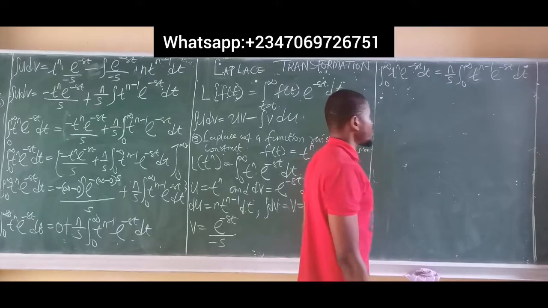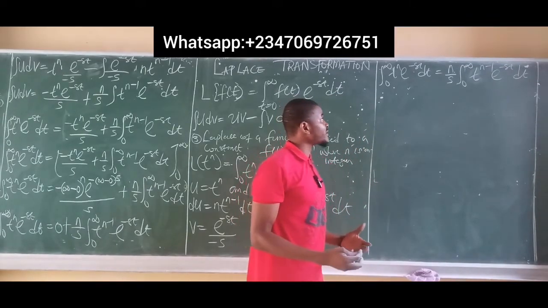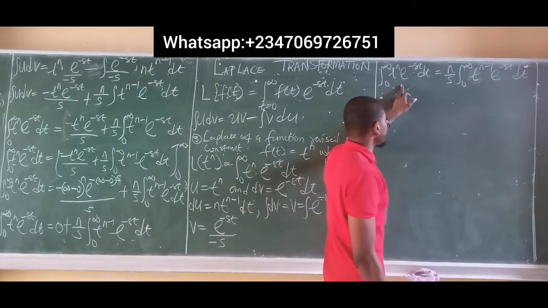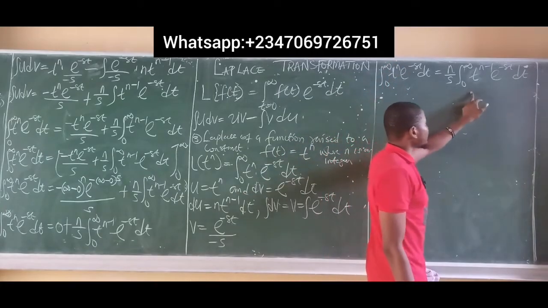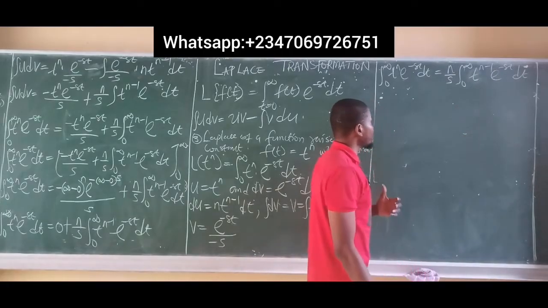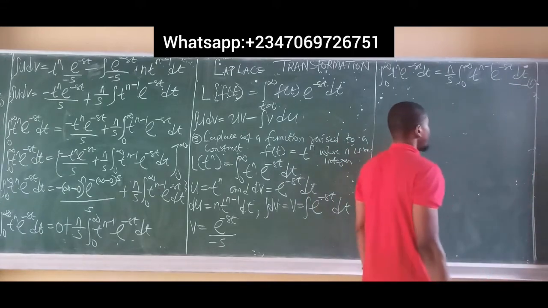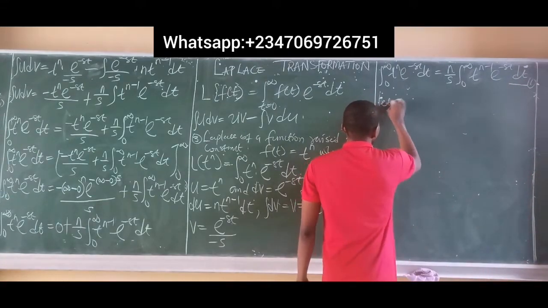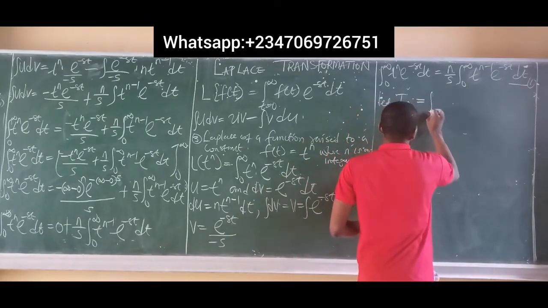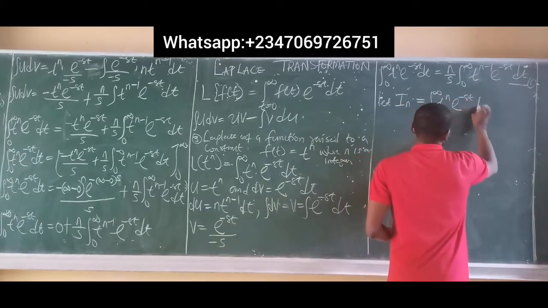Now, comparing these two equations, they look quite alike. The only difference is that n has now been replaced by n minus 1. Because if you look on the left side, you're seeing t to the power of n, whereas on the right side, you're seeing t to the power of n minus 1. So both of them look quite alike. Let's call this equation 1. And then we say, let I sub n be equal to the integral from 0 to infinity t to the power of n exponential minus st dt.